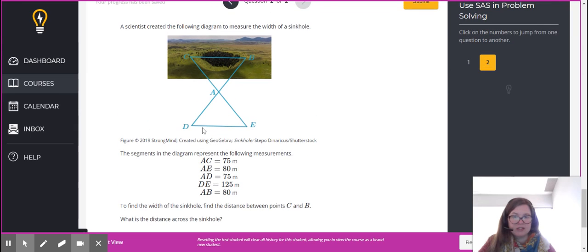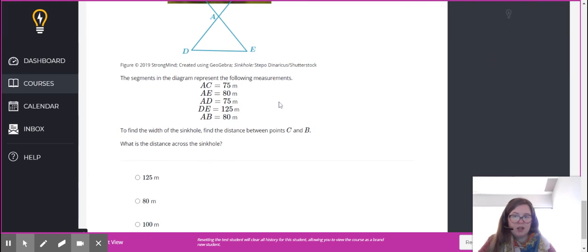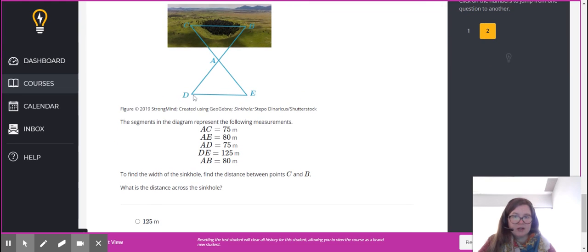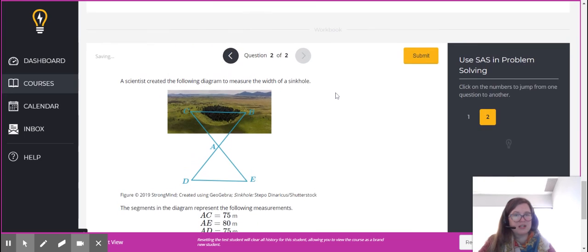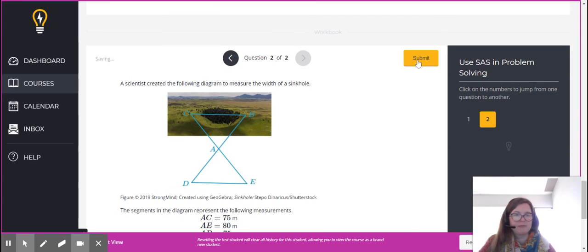So again, let me show you. DE is 80, so this one must be, it says DE, sorry, no, it says DE is 25, so CB must be 125. That was actually using side, not side angle side, but it's okay.